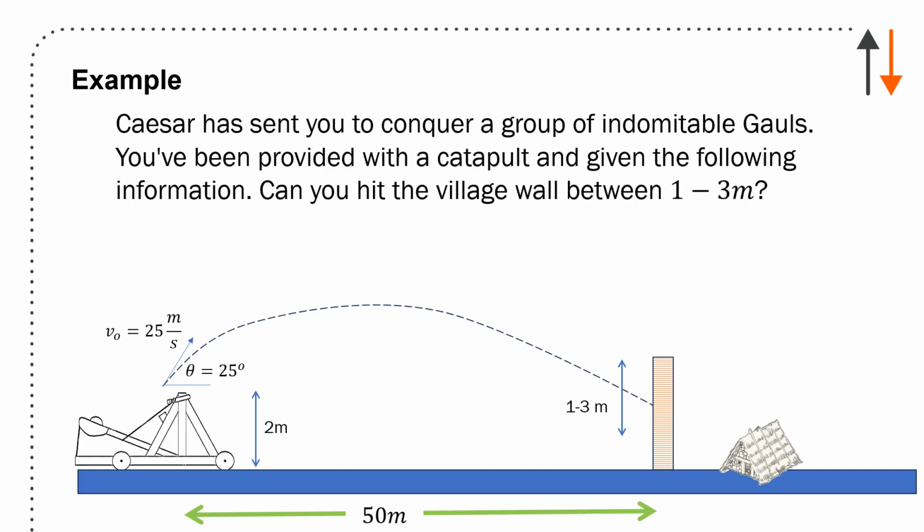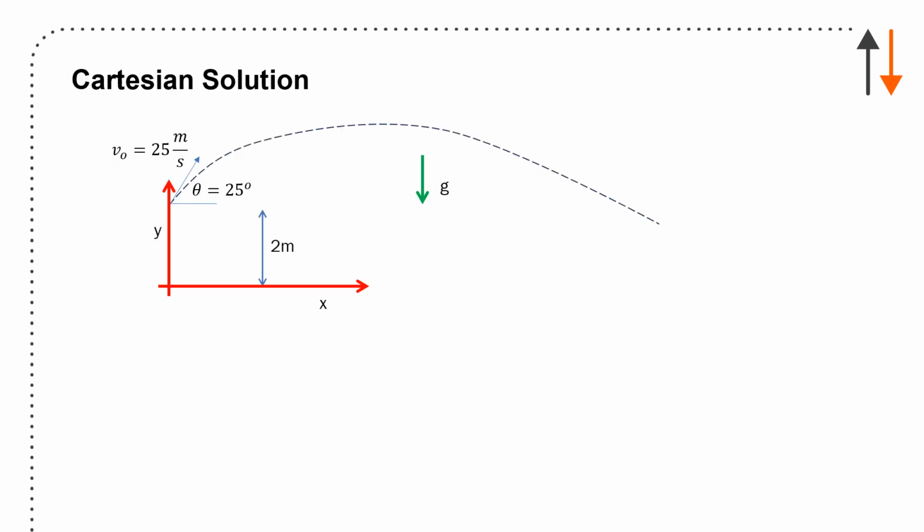Caesar has sent you to conquer a group of indomitable Gauls. You've been provided with a catapult and given the following information. Can you hit the village wall between 1 to 3 meters? V0 is equal to 25 meters per second. Theta is equal to 25 degrees. You launch from 2 meters above ground, and you want to hit between 1 to 3 meters. You have the initial conditions and all of the information you need to start out.